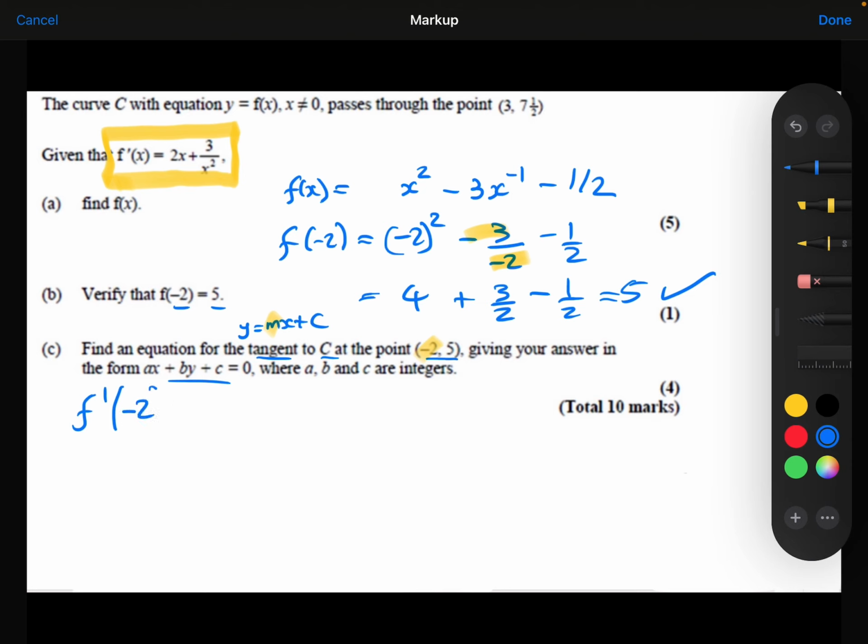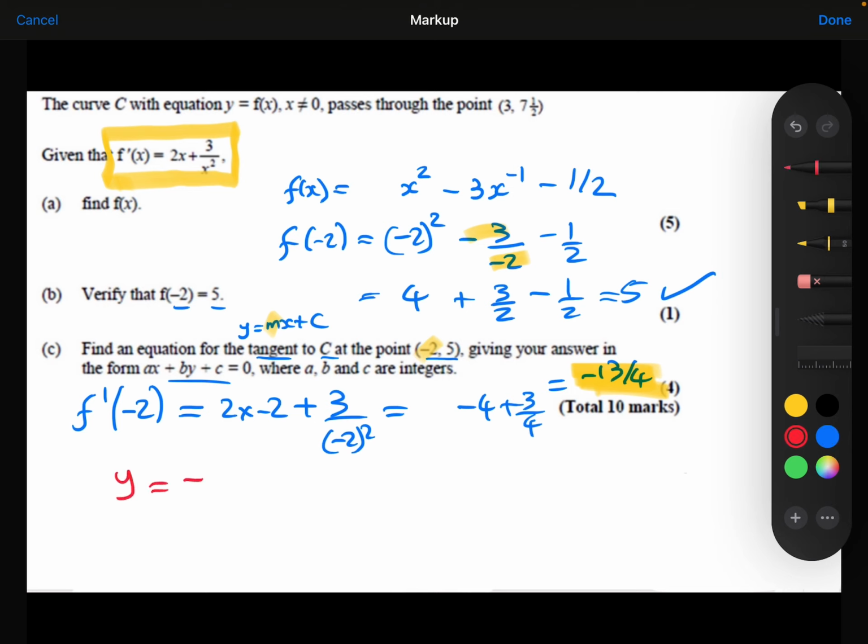All I need to do is substitute minus 2 into that gradient function. Which gives minus 4 plus 3/4, which is going to be minus 13/4. So that is my gradient. Right, y equals mx plus c. So y equals minus 13/4x plus c.